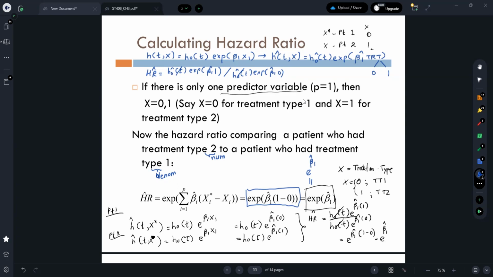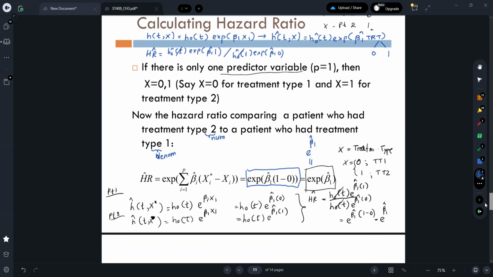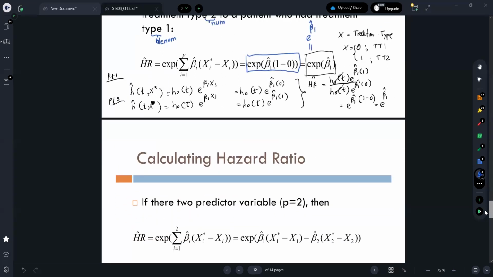So the notation becomes HR hat, that is for the hazard ratio. Right? So you divide the top and the bottom. Always, by looking at the way you have to compare treatment type 2 to treatment type 1, that is the comparison. If you are comparing treatment type 1 to treatment type 2, then the type 1 value should go to the numerator, type 2 value should go to the denominator. Okay, so be careful with the wording you use. Right, so that's all you have to do with the hazard ratios.